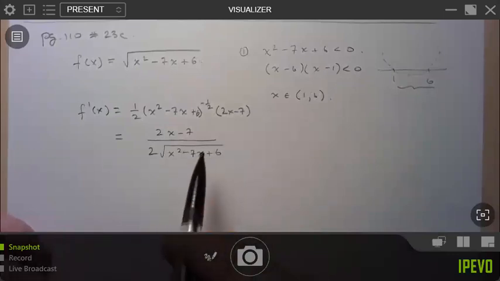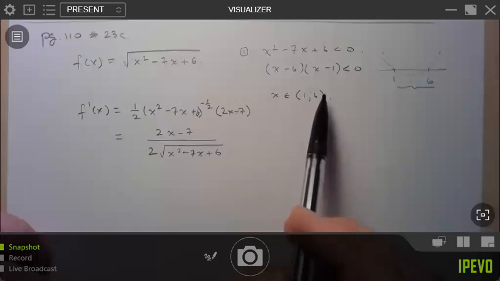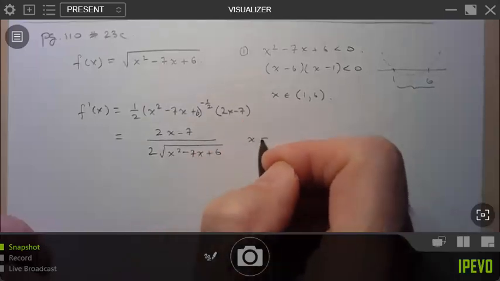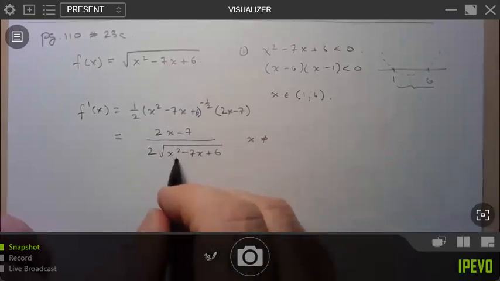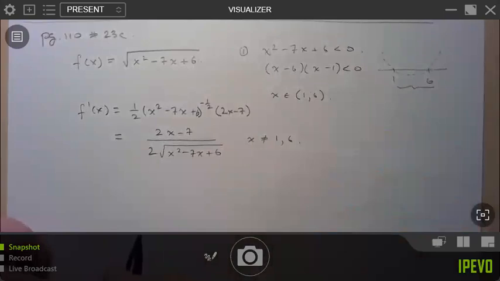There you go. We know that whatever's inside the denominator can't be equal to 0. So here, the function is defined at 1 and 6, but here I'm going to have to eliminate anything that makes the denominator 0, and that's going to be 1 and 6. Okay, so where is the function not differentiable?